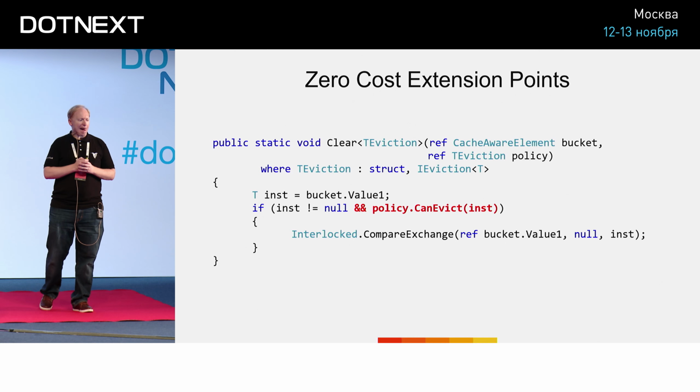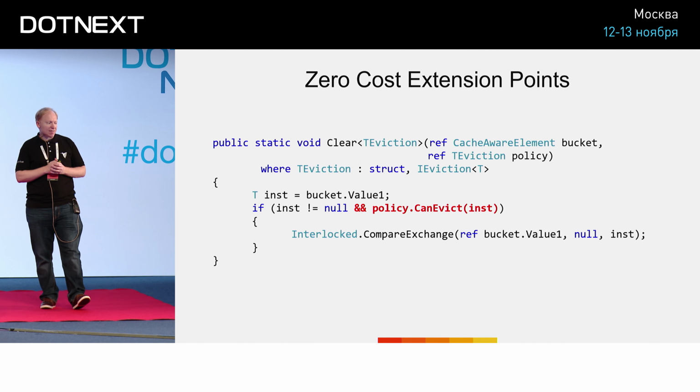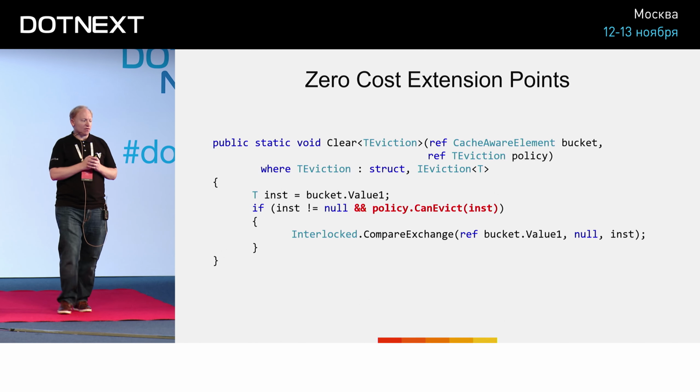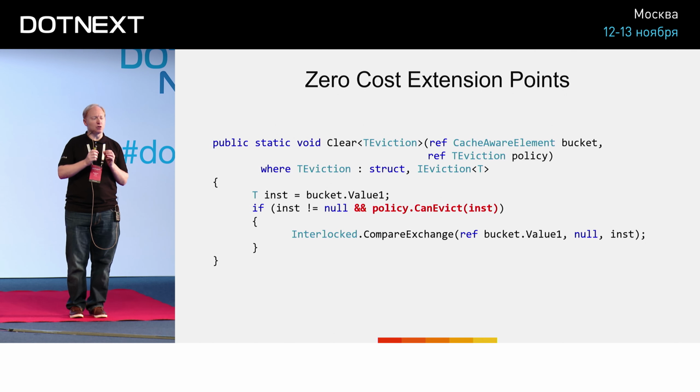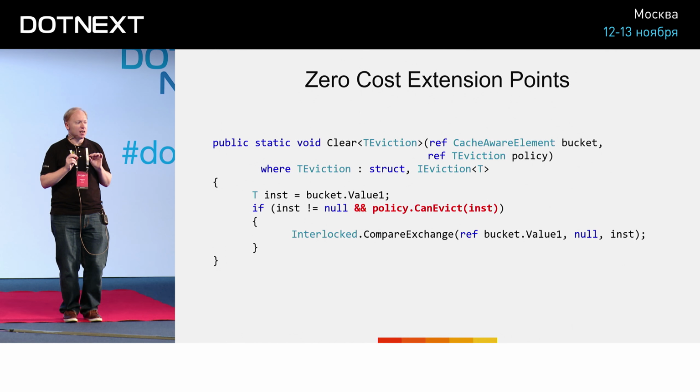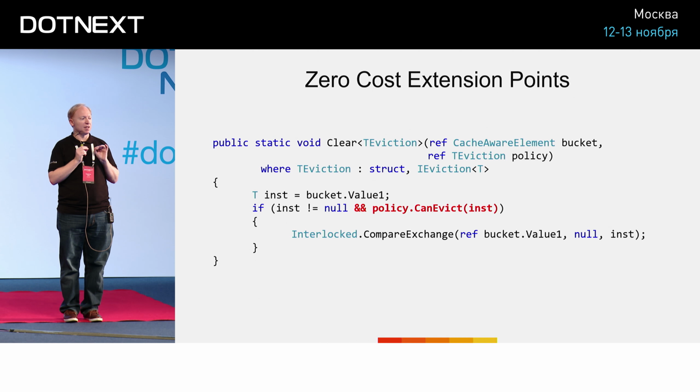So let's say that this is the code of our clear. What are we going to do? We are going to go to this minimal bucket. We are going to get the object. If there's no object, nothing to do here. But if there is, we are going to ask the policy, hey, what do we do here? Do we return this or not?